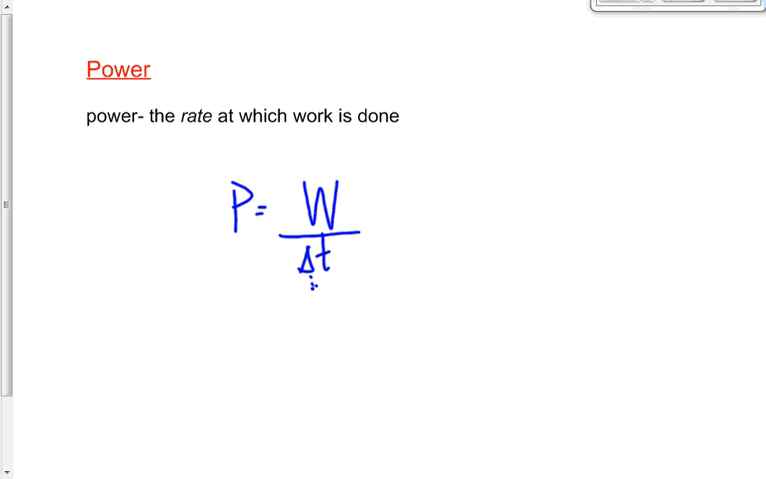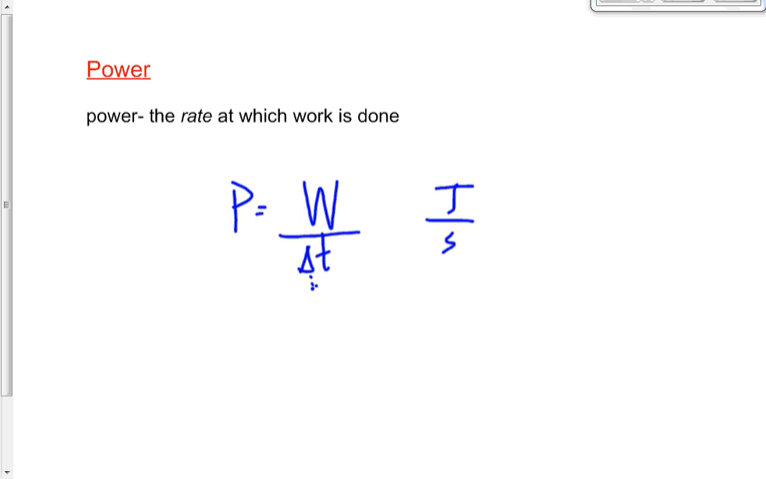Anybody want to take a stab at what the units for power would be? How quickly the work is done? Dollars? No. Funny enough, that's not right. Let's go joules per second, right? Work is joules, seconds is time.